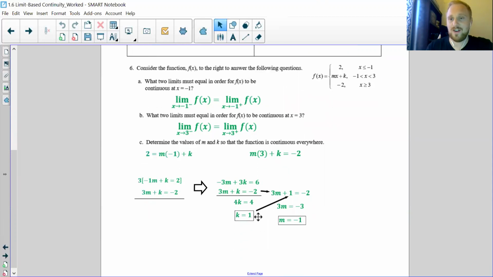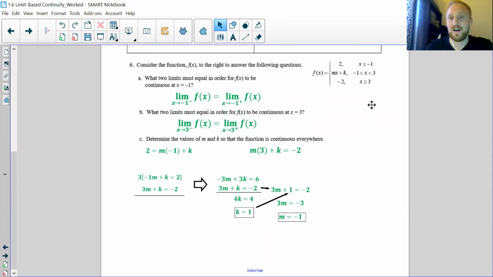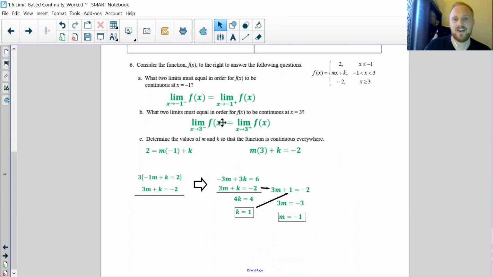So you'll notice that I'm solving for m and k to find what values of k and m make this function continuous. I will definitely go through this example in class if you need any help with this. But notice that this guy right here goes to here, and this guy here goes to this.